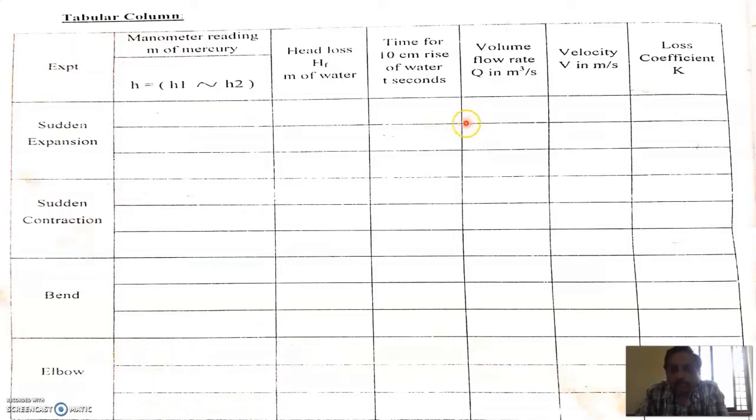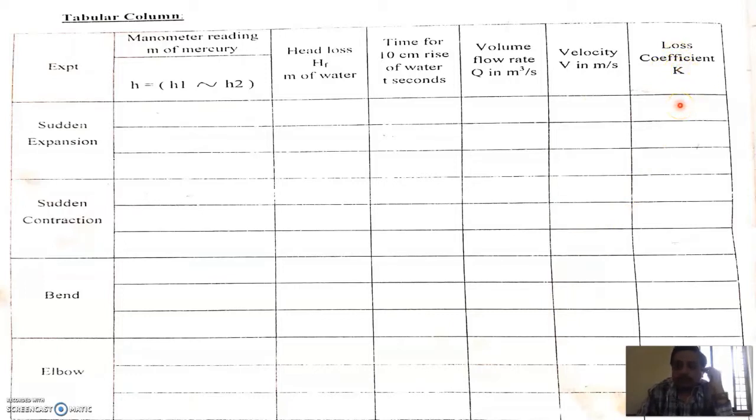For each flow, for each set of readings, you need to calculate how much time it takes in the collection tank to rise 10 centimeter of water level, for the time T seconds. That also you need to note down here. The head loss HF, volume rate of flow Q, and velocity in meter per second you can note down when you have done the calculation part. And also you need to calculate the loss coefficient value K.